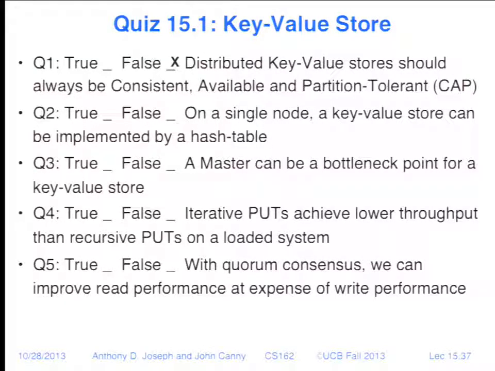On a single node, a key value store can be implemented by a hash table. True, yeah, it's a distributed hash table, so yeah, the hash table works on one node. A master can be a bottleneck. Yeah. Let's see, an iterative puts achieve lower throughput than recursive puts. Yeah, opposite, good, all right.